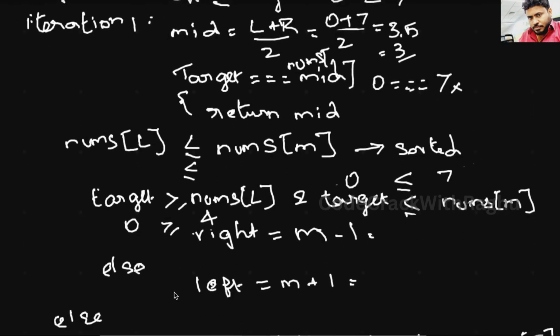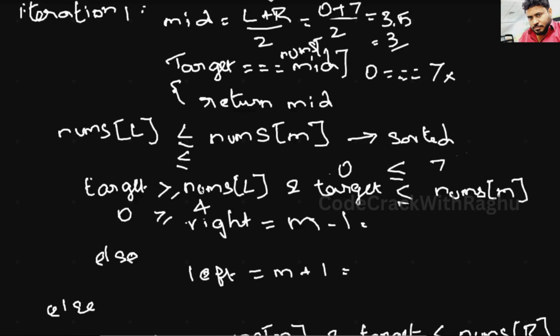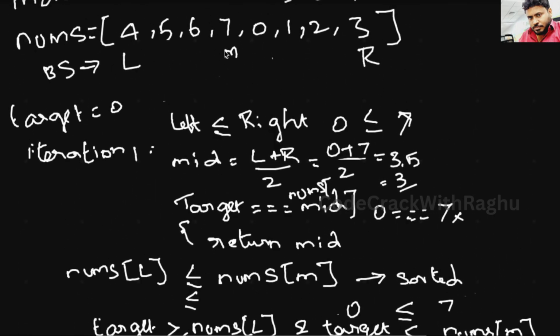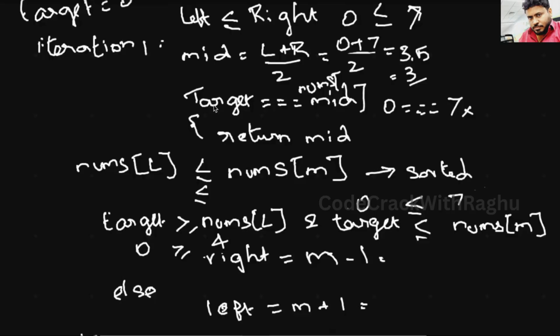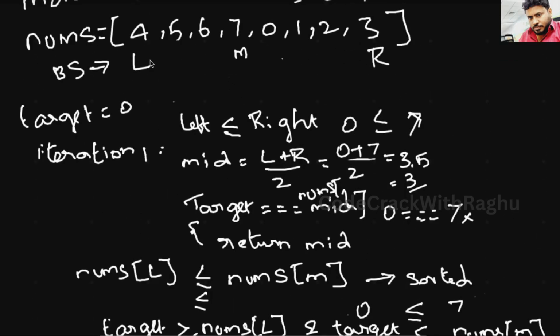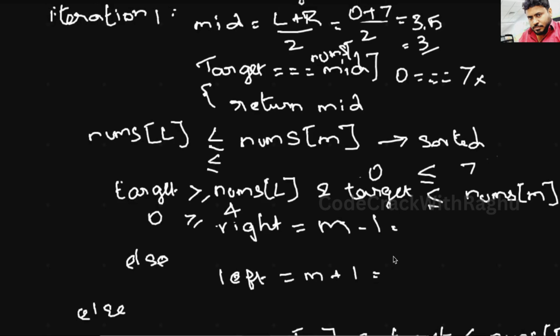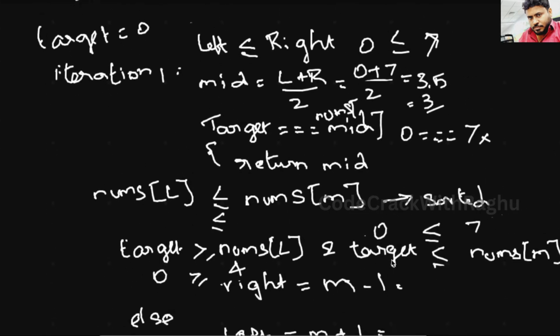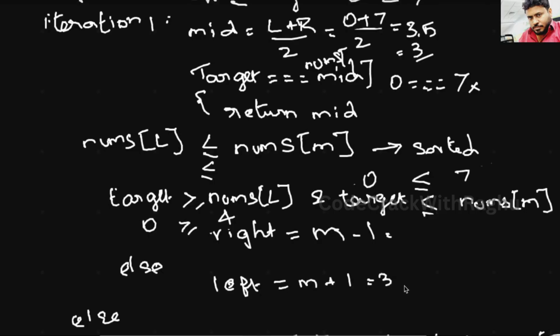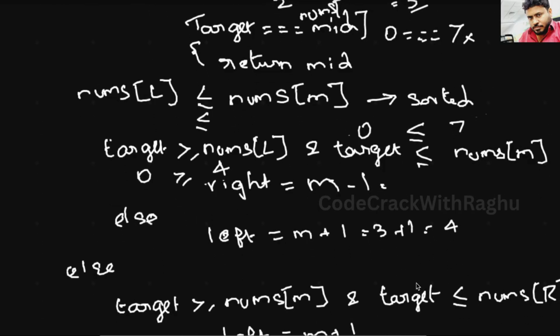So we need to go to the else part. From L to M, our value is not there. So we need to check in M to R. For this, we need to move our left index to here. So left is equal to M plus 1. That is the logic we have done. What is the value of M? The mid index is 3. So 3 plus 1 is equal to 4. So this is done. The new left will be 4.